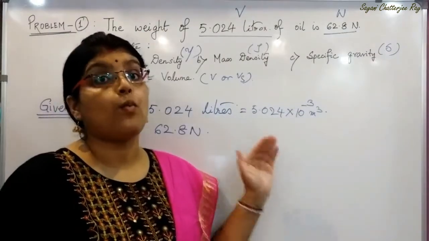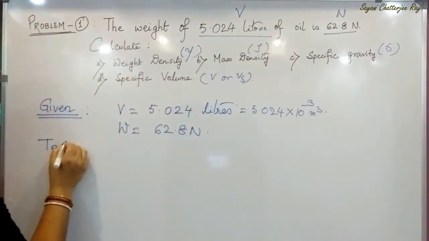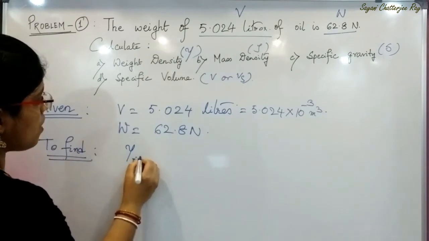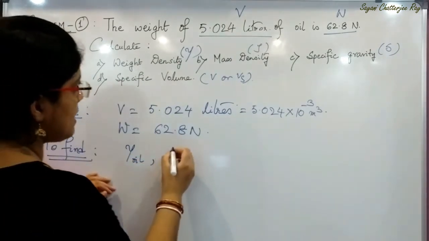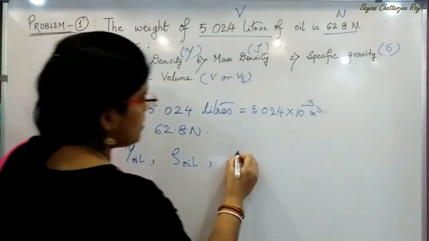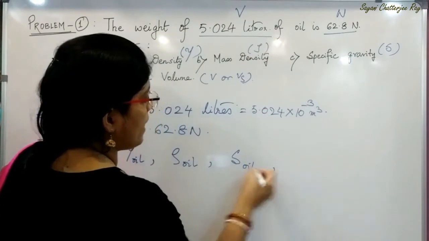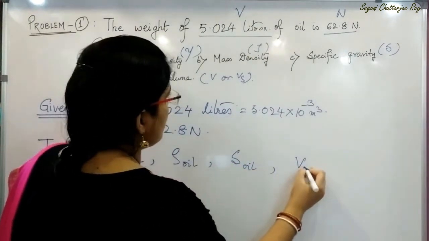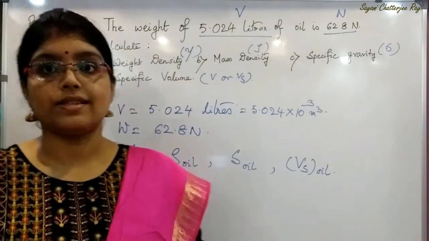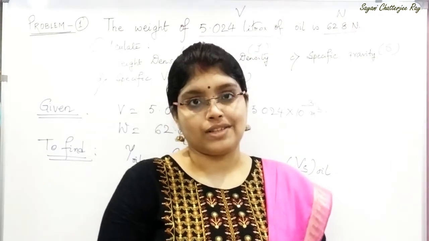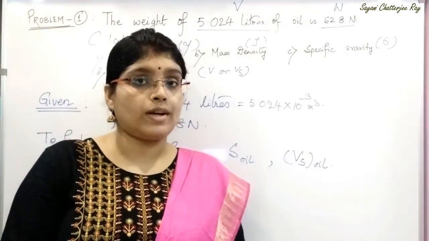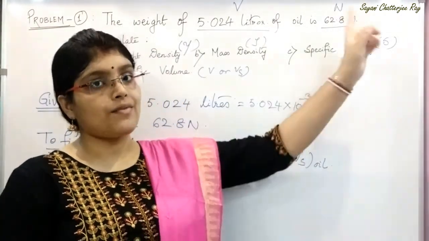Now we have to write what we are asked to find out. First of all, we have to find the weight density of oil, that is gamma oil. Next is rho of oil, or the mass density of oil, the specific gravity of oil, and last is the specific volume of oil. I hope this is clear to all of you. Now we will start the solution. I suggest you please go through my earlier video of this topic, properties of fluids, before going through this problem. You can check the video from this link.